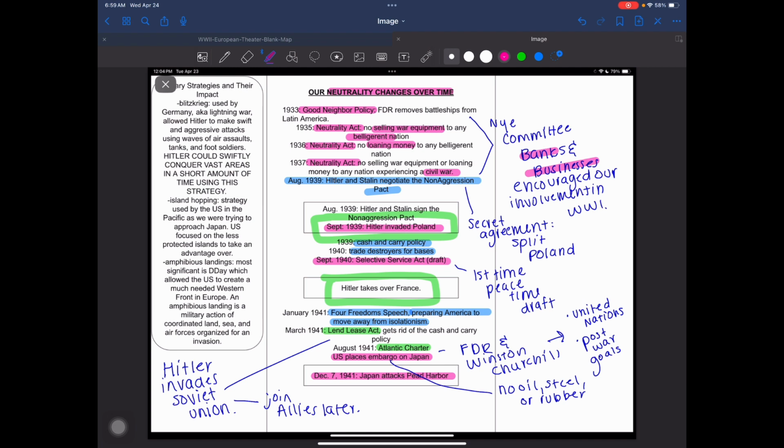Jumping over here to the side, you have to know these specific strategies that military-wise were used throughout World War II. So over here, let's make sure you understand that Blitzkrieg is something that the Germans use, and it's literally known as lightning war. This is very fast, aggressive attacks with waves of aircraft and then tanks and then your foot soldiers, okay? And it's very, very quick, and that is how Hitler was able to take over the majority of Europe in such a short amount of time.